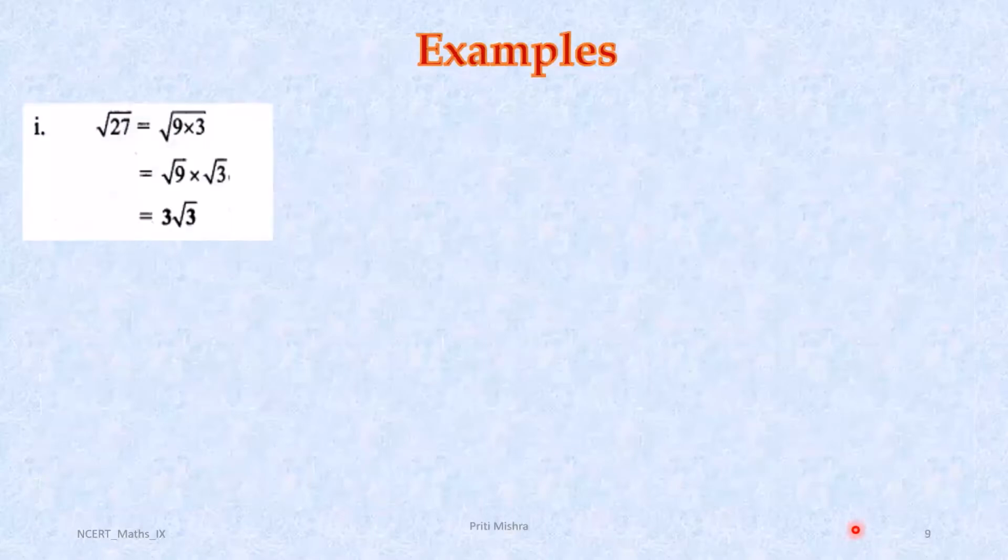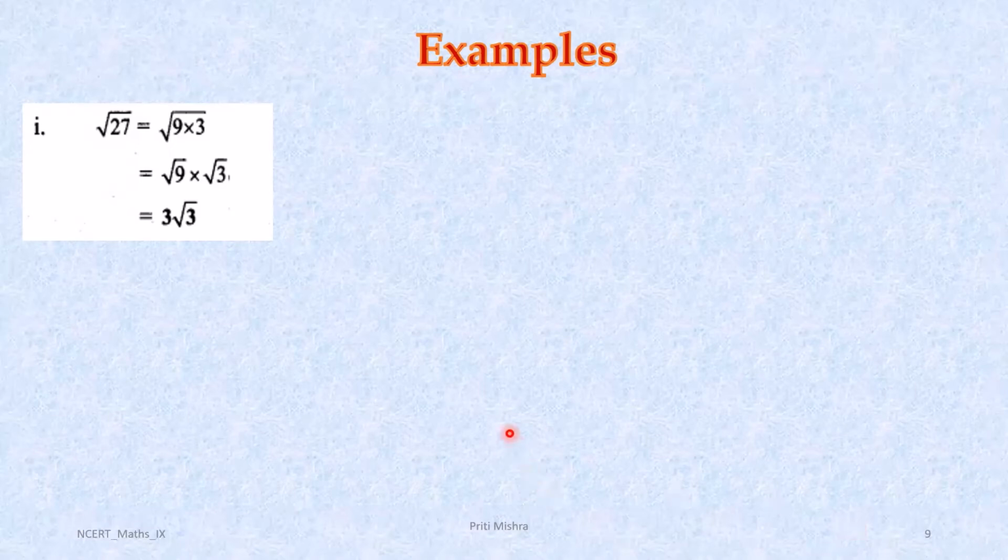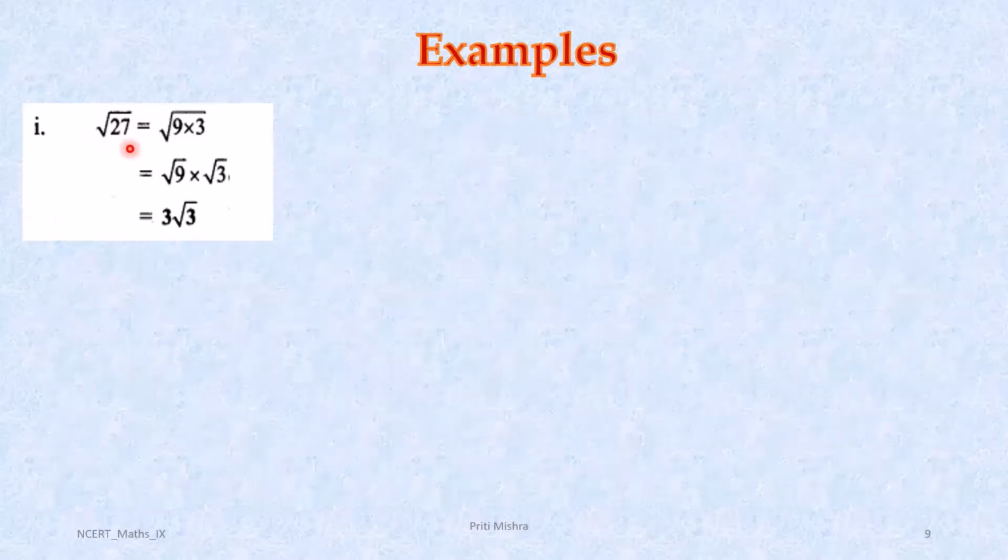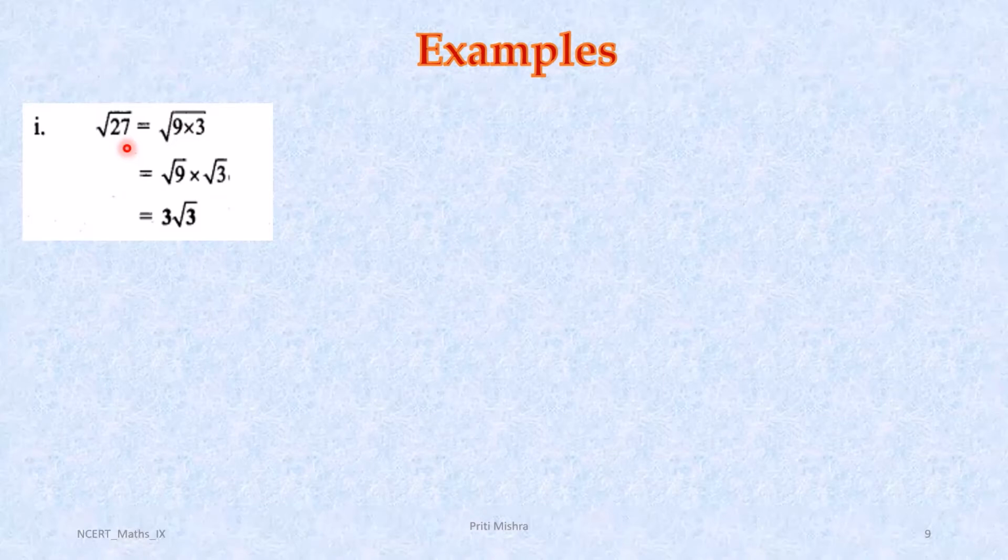Now let's have some examples. Here I am going to show you that if you are having a number within a square root sign, then how you can break it. So square root 27. At first we need to do prime factorization of the number. So 27 can be 3 into 3 into 3. So we can write it like square root 9 into 3, square root 9 into square root 3. We have distributed the square root over these two numbers individually. So square root 9 is 3. So this is the number 3 root 3, which is an irrational number.